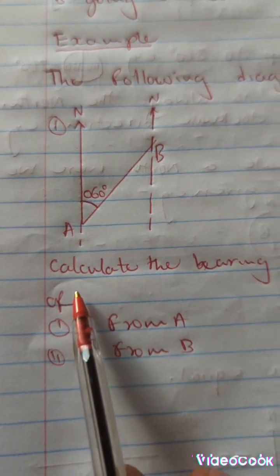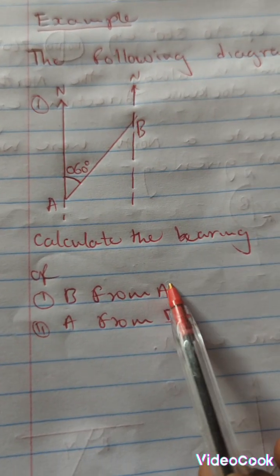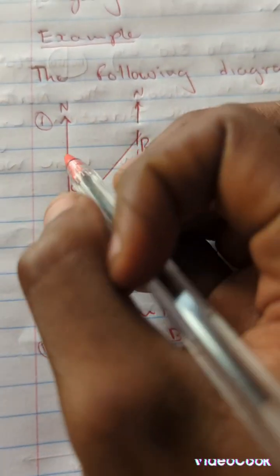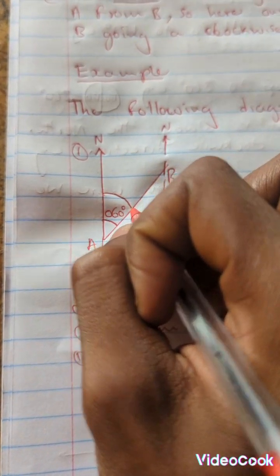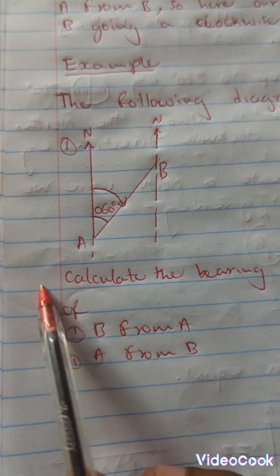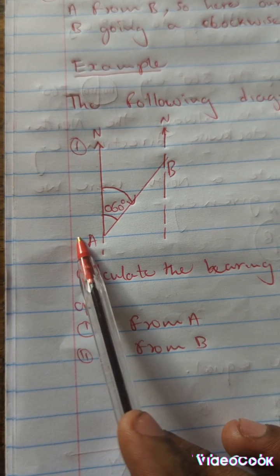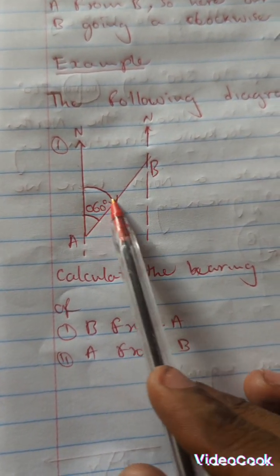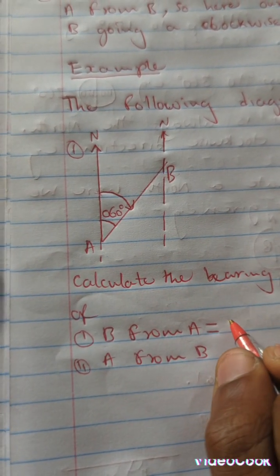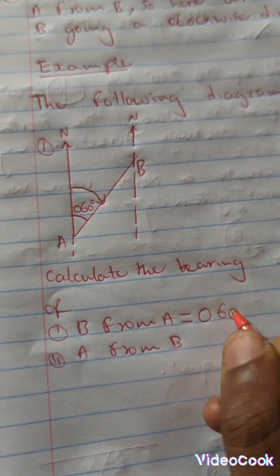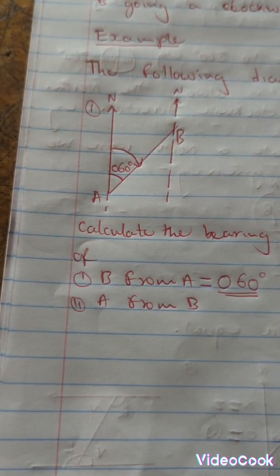Then you go now to the first question. Calculate the bearing of B from A. So we are coming from A, going in a clockwise direction to B. This is the clockwise direction. So we're finding the bearing of B from A. When you look at the angle here, it's already given as 60 degrees, so there's no calculation. The reason we put the 0 in front is that these are three-figure bearings.